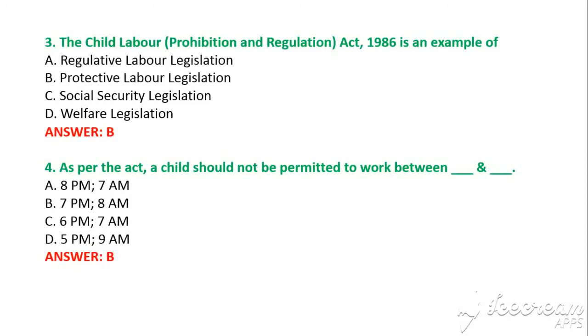Another question is, as per this act, a child should not be permitted to work between what time? So the options are between 8 p.m. and 7 a.m., between 7 p.m. and 8 a.m., then 6 p.m. and 7 a.m., 5 p.m. and 9 a.m. Already answer is there. B option is right. So 7 p.m. and 8 a.m. As per this act, child should not be permitted to work between evening 7 p.m. to morning 8 a.m.